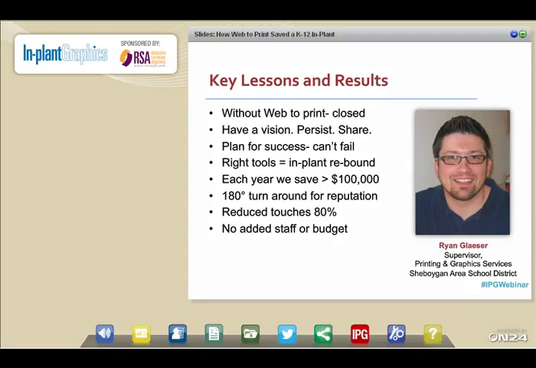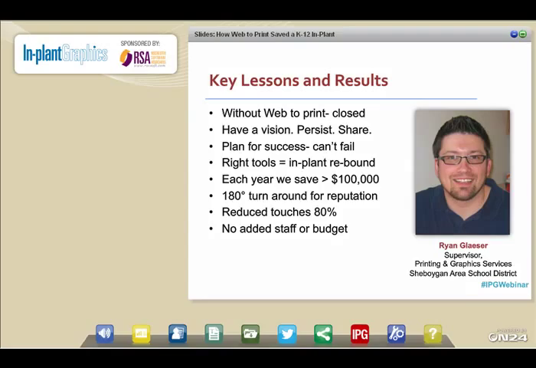We were going to close without Web2Print. There was no doubt about it. It saved our hides numerous times. I had a vision to implement something like this the day I started, and I was persistent to get it going. It took a while. I did lots of planning to get it in place. I knew that if I did that, it couldn't fail. We needed the right tools in place, or it was not going to work.